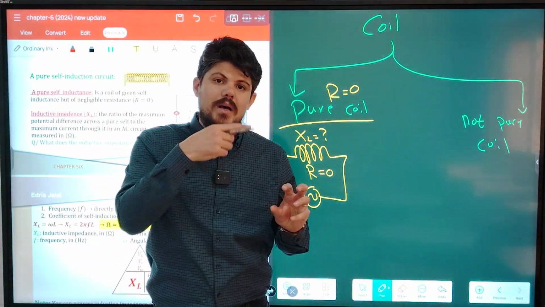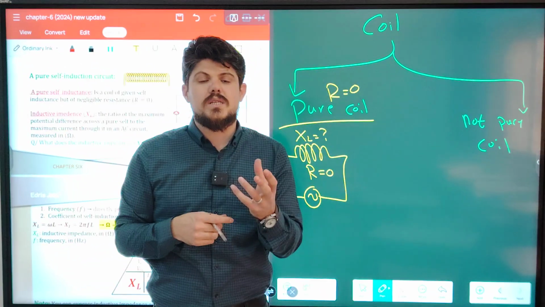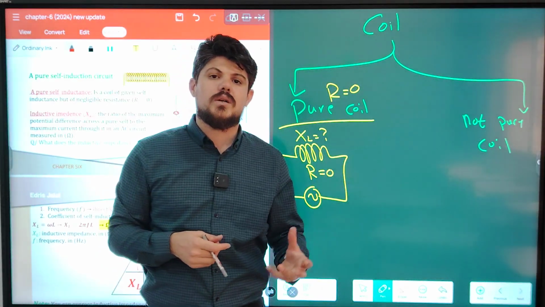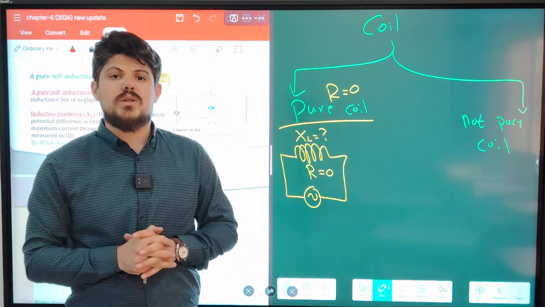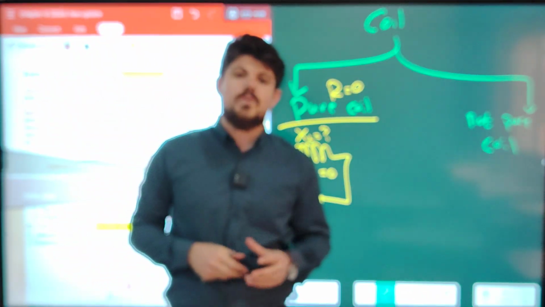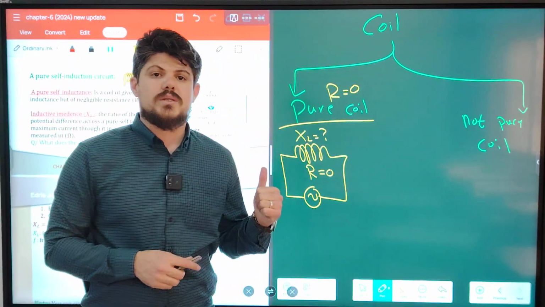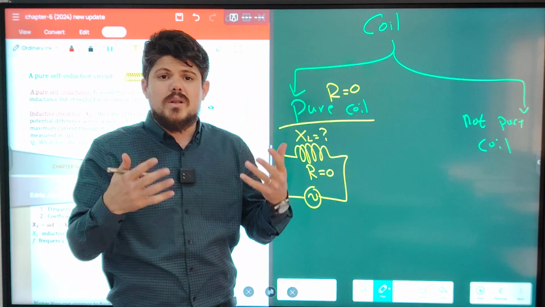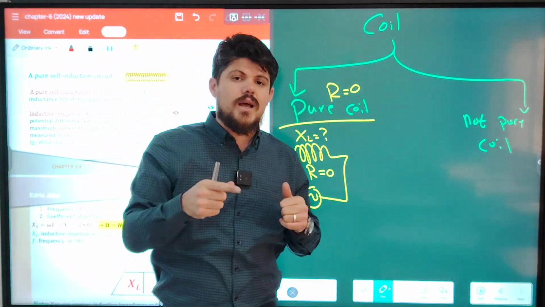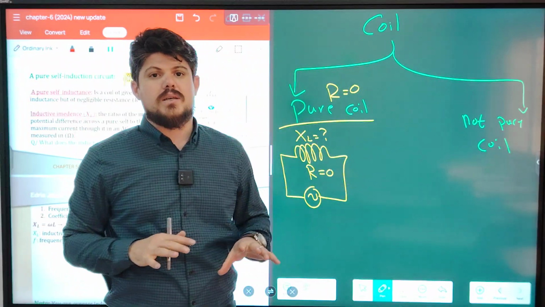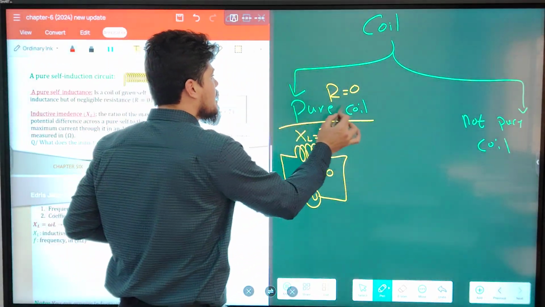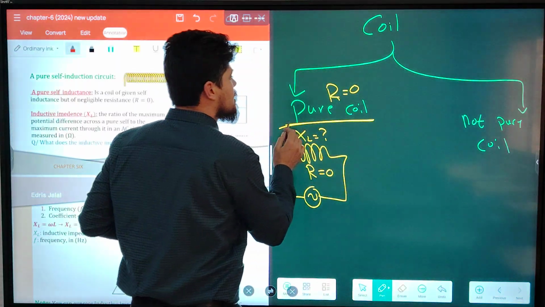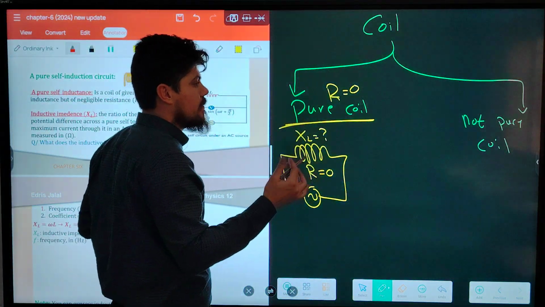Why? Because when the current passes through the coil, there is a resistance between the charge and the particles of the wire. So there will be friction between the charge and the atoms of the wire. So that is why it has resistance. But when we say pure coil, you have to assume, imagine that this coil has no resistance. But actually, in reality, it has resistance. But you have to treat this coil as having no resistance. When is R equal to 0 for the coil? When the question says pure induction, pure coil.